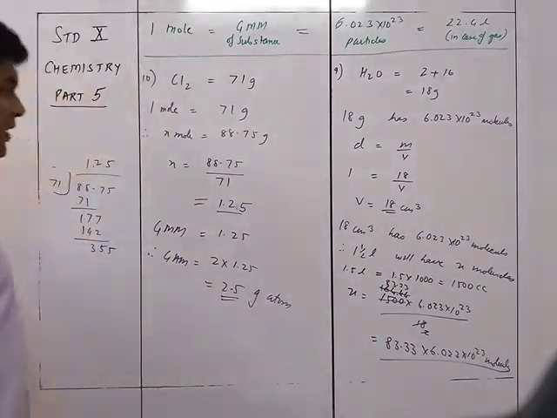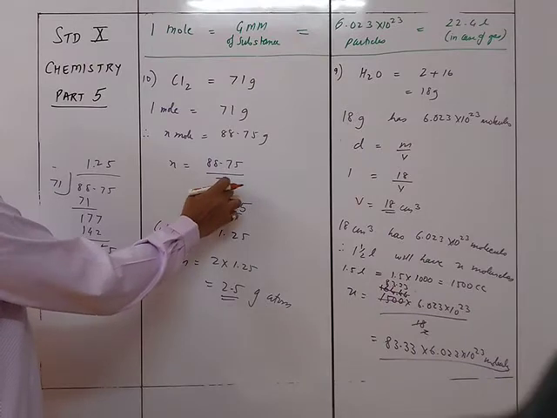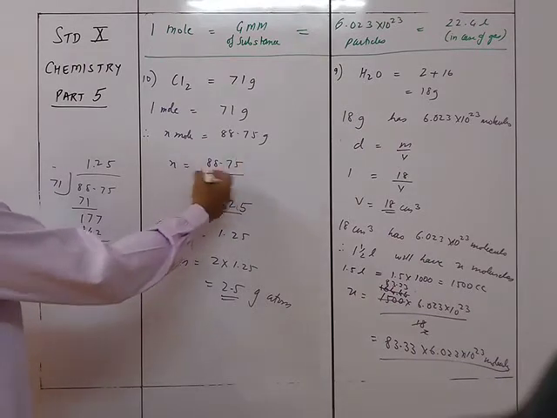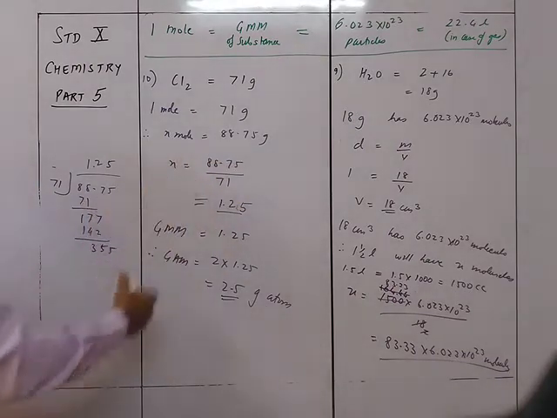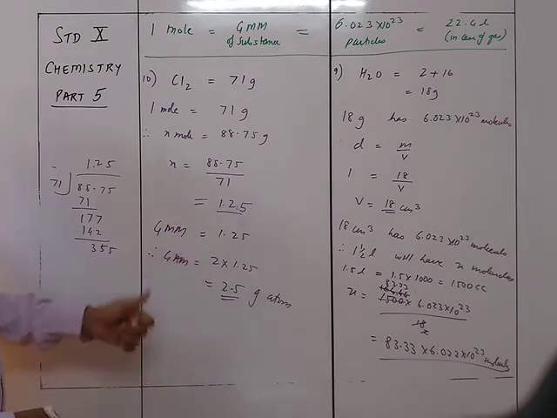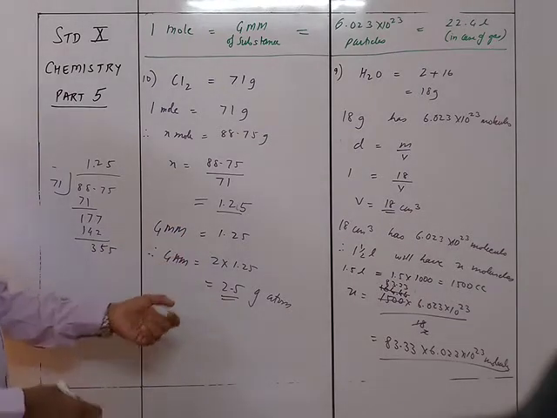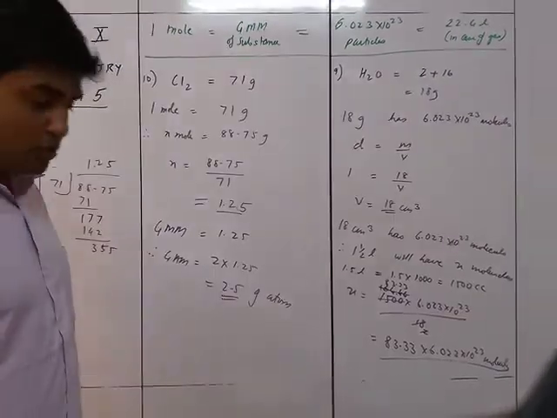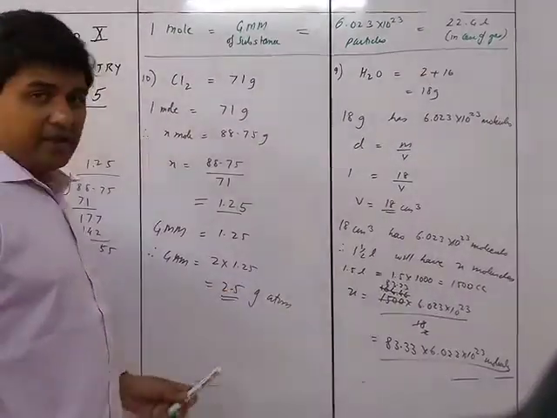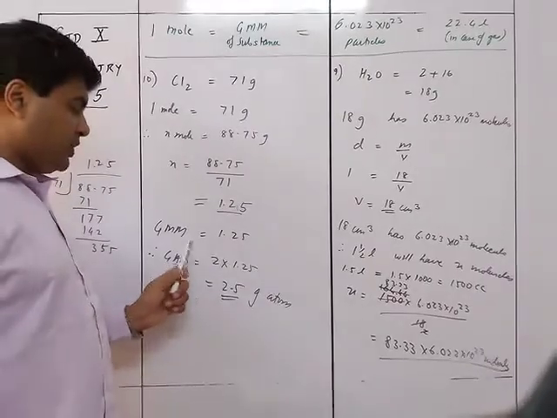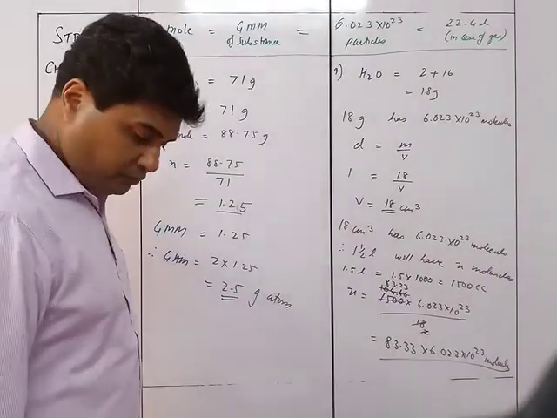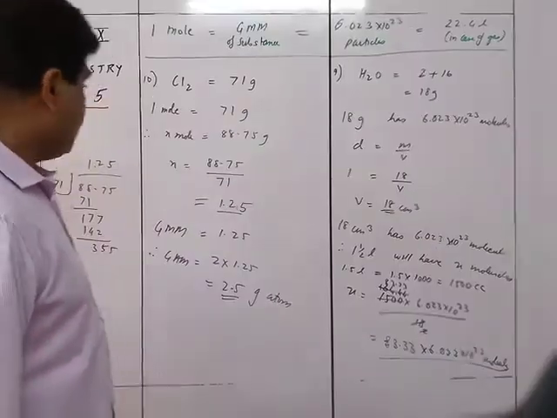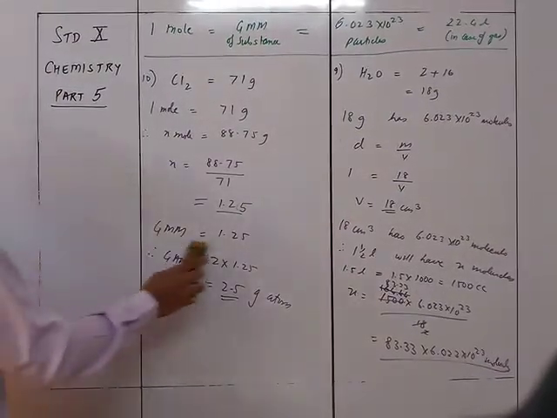You could have taken over here 35.5 directly, but that would be more difficult to calculate. So that's why it's better to use GMM first and then convert into GAM, because we know that the atomicity of chlorine is 2. So we are multiplying it by 2 to convert the molecular mass to atomic mass. That was sum number 10. Now we move on to sum number 11.